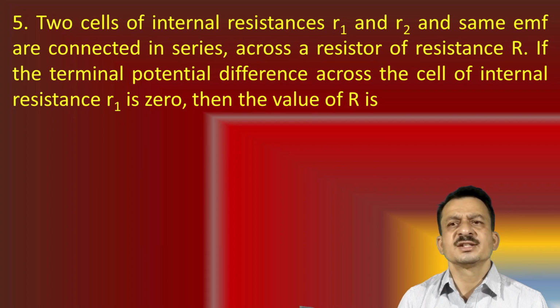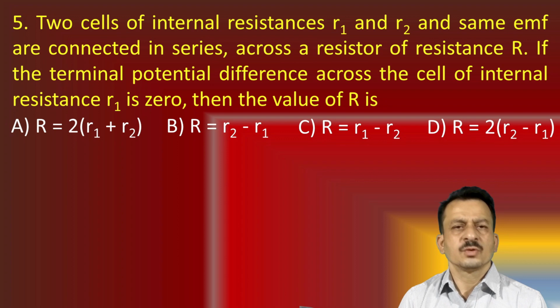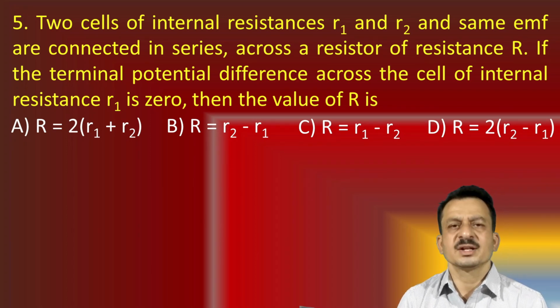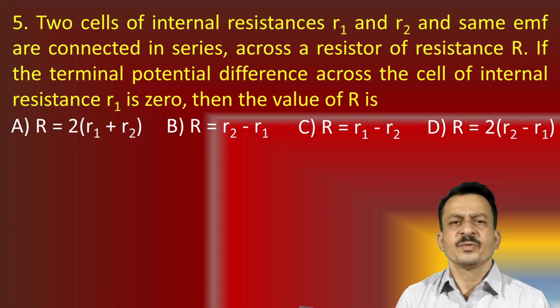Two cells of internal resistances R1 and R2 and same EMF are connected in series across a resistor of resistance capital R, that is the load resistor. If the terminal potential difference across the cell of internal resistance R1 is 0, then the value of capital R is, so options: A, capital R is equal to 2 into R1 plus R2, B, capital R is equal to R2 minus R1, C, capital R is equal to R1 minus R2, and D, capital R is equal to 2 into R2 minus R1.